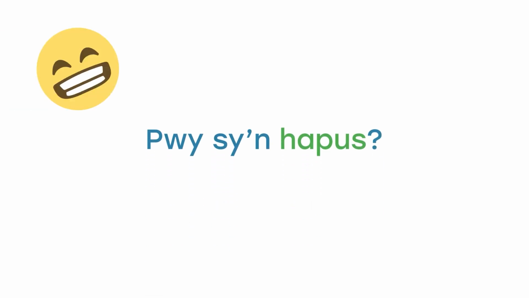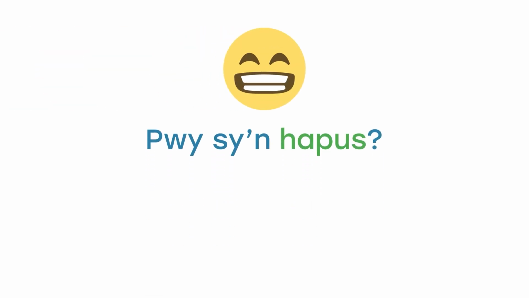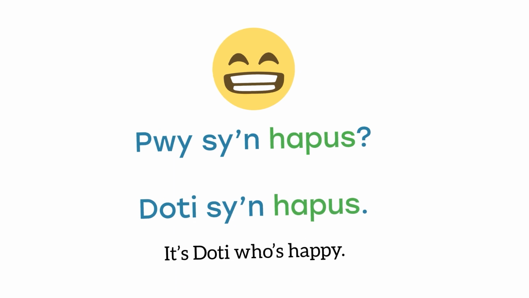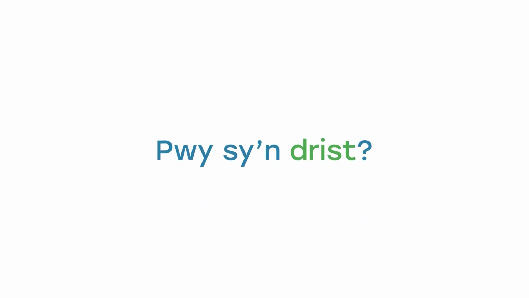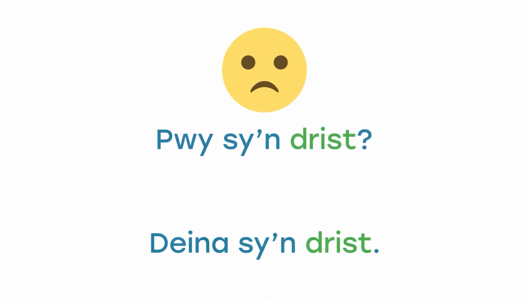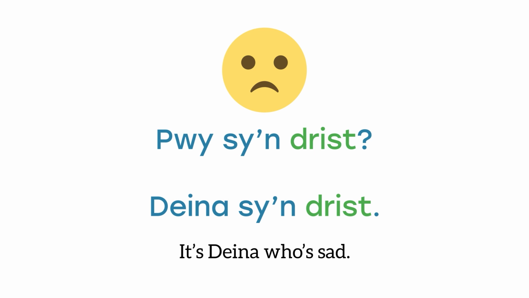You can also use this pattern to ask about the character's feelings. Pwy sy'n hapus? Dotty sy'n hapus. It's Dotty who's happy. Pwy sy'n drist? Dana sy'n drist. It's Dana who's sad.